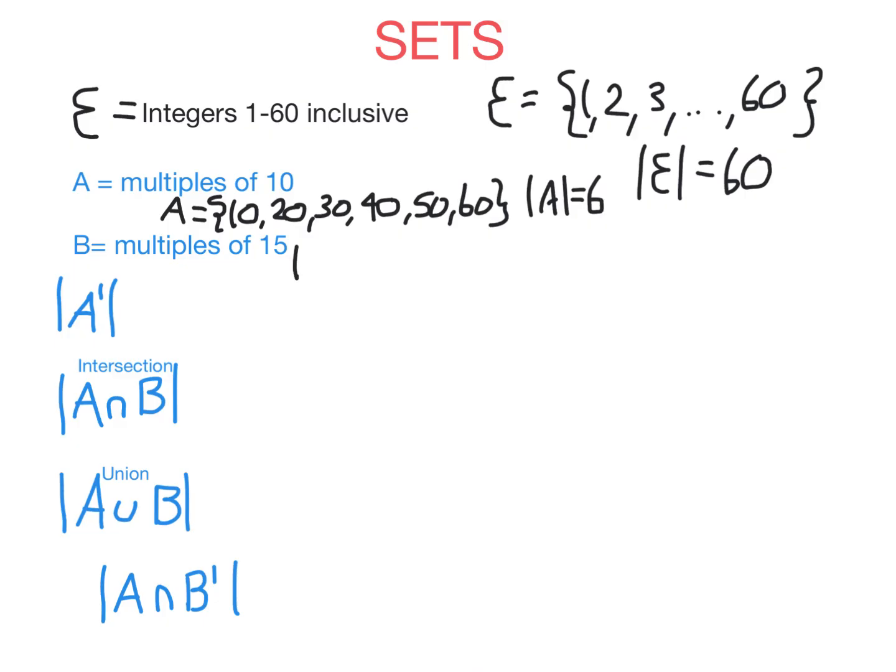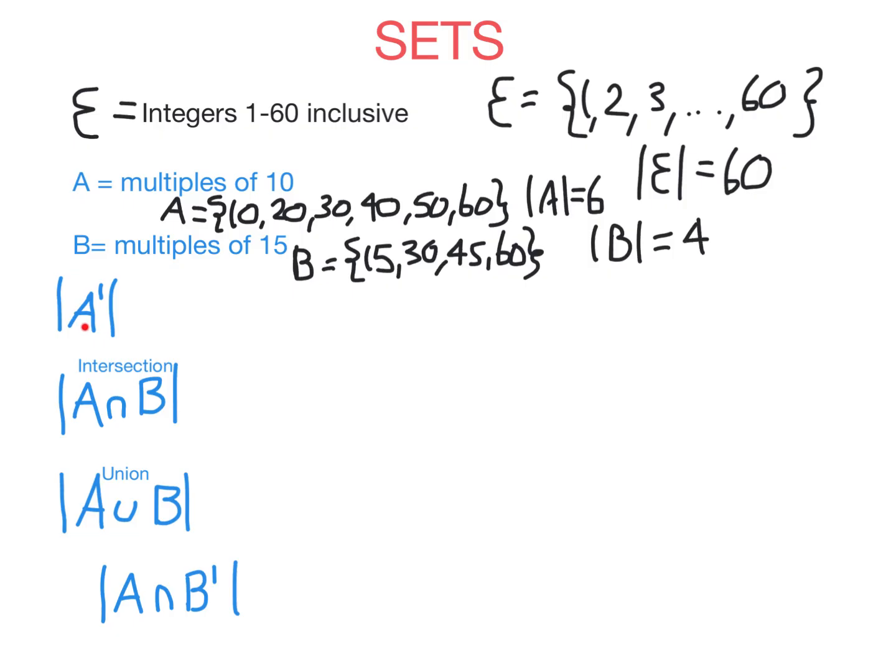So B is the multiples of 15. Once again, we only need to go up to 60 because that is our universal set. So B includes the elements 15, 30, 45, and 60. So you can see very clearly that B has 4 elements. So we write it like this.